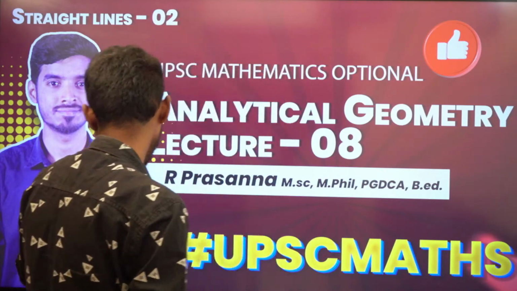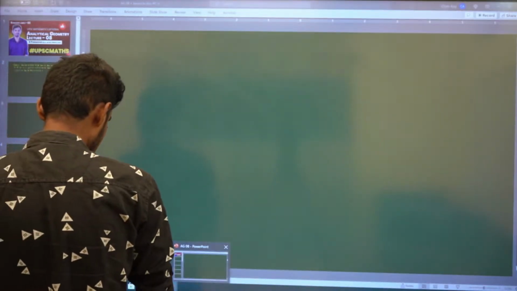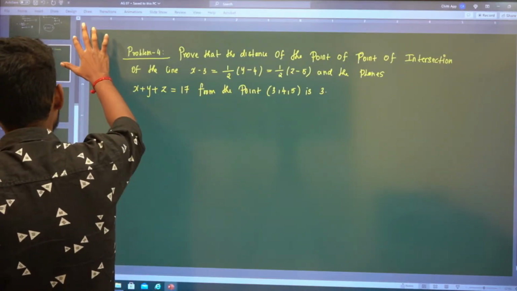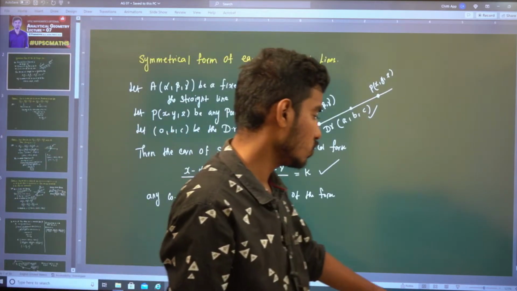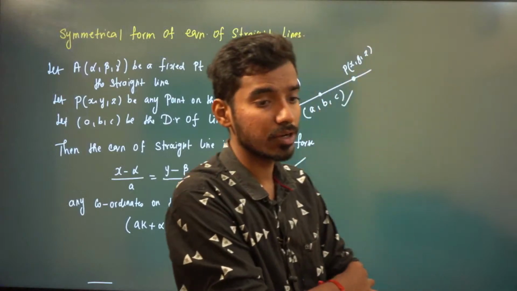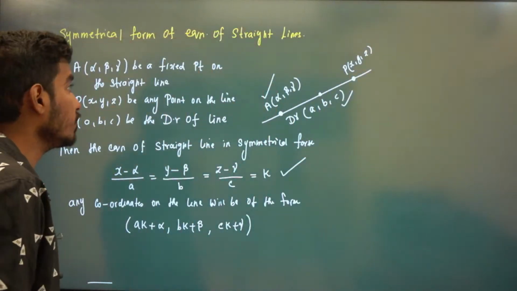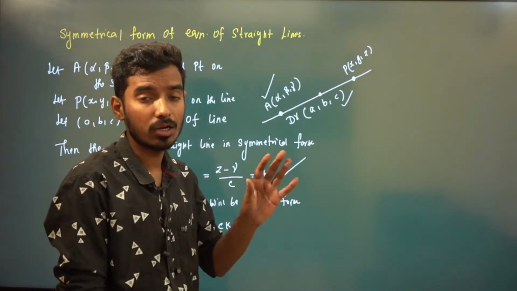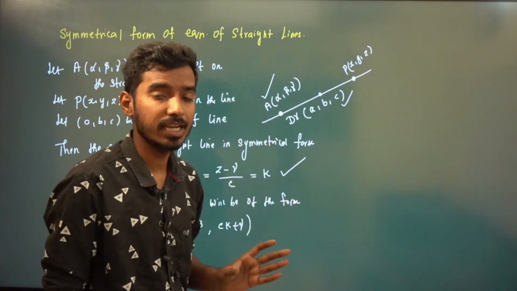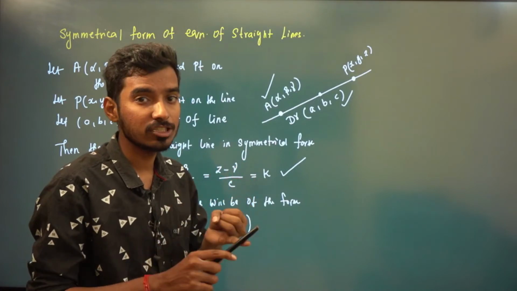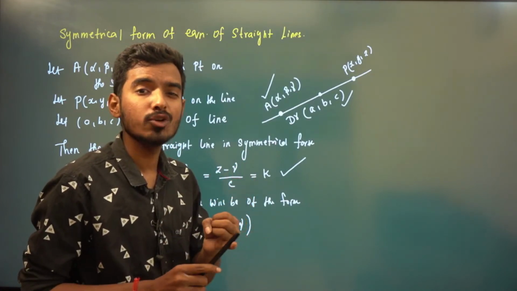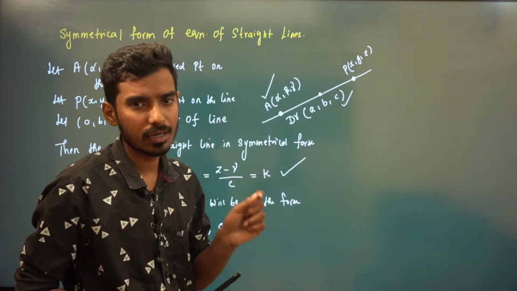Yes. So in the previous class we started lines, and we solved three problems. First, we introduced the symmetrical form of the equation of a straight line. In order to write the equation of a straight line in symmetrical form, you need two things: one is the direction ratio of that line, and you need any one point on that line.